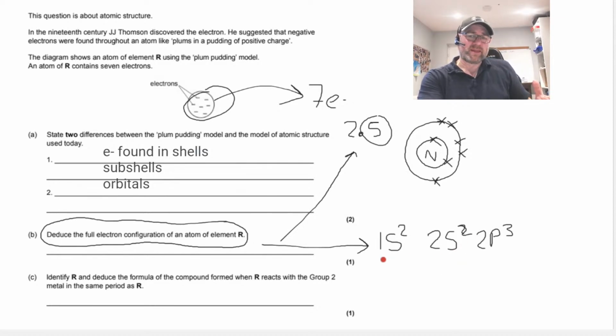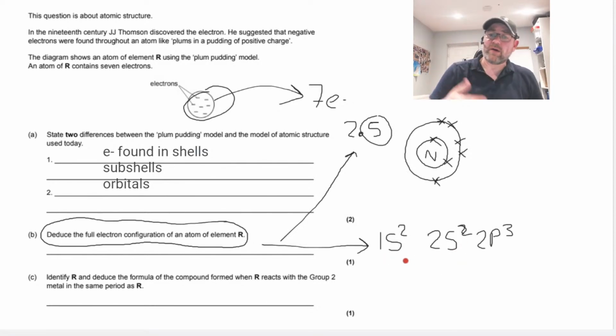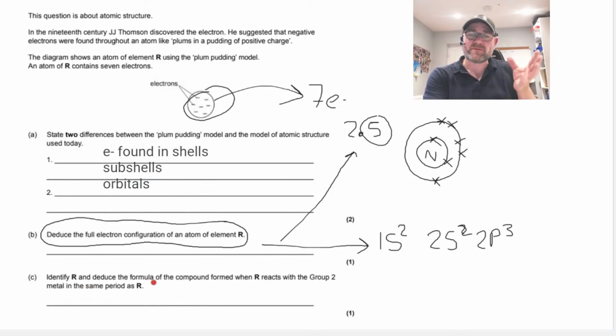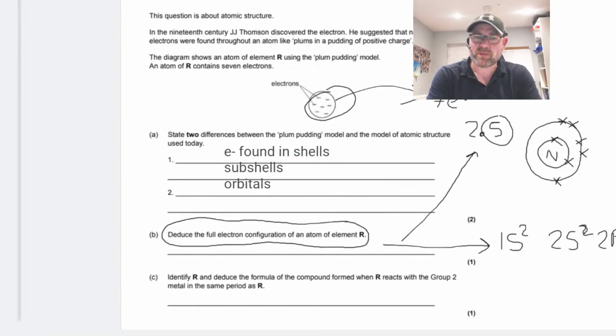So here when I'm filling this up, we have a new way of writing the electronic structure. And so there it is, 1s2, 2s2, 2p3. And then the next question says, identify and deduce the formula of the compound formed when R reacts with a group 2 metal in the same period as R. So we're going, right, this element R, first of all, what is element R? Well, it's got 7 electrons. That should be easy enough.